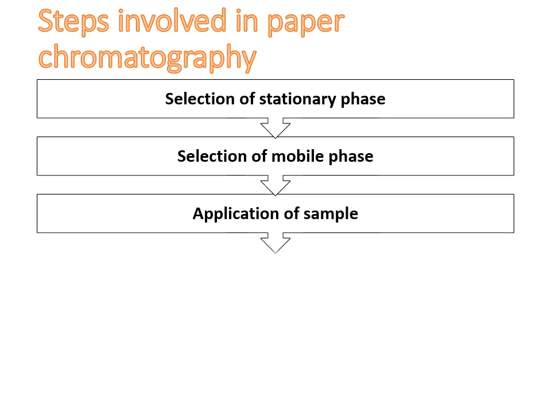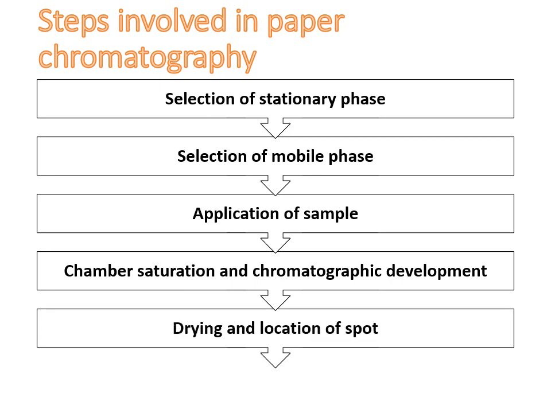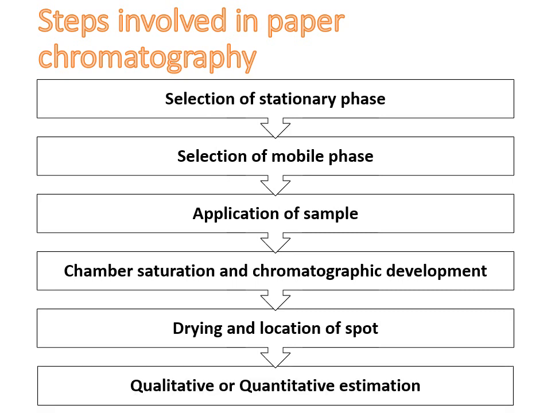After the mobile phase is prepared, we have to simultaneously take the paper, take the sample in the solution form and apply it on the paper with the help of fine capillary or micropipette. For the development, this paper is now to be taken to the chromatographic chamber, which is previously saturated with the vapors of mobile phase. After the development is complete, we have to dry the paper and locate the spots on the paper. This paper is now used for qualitative and quantitative estimation.